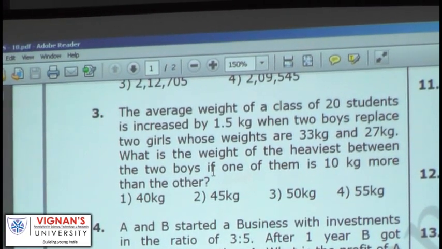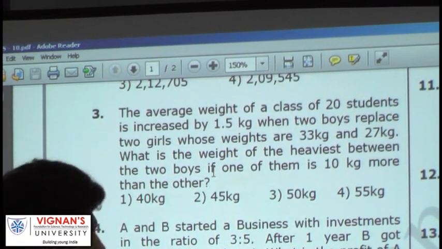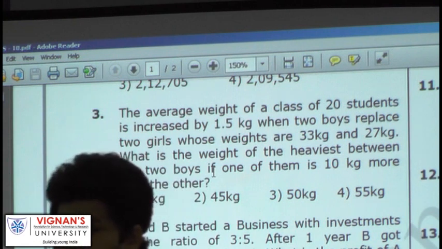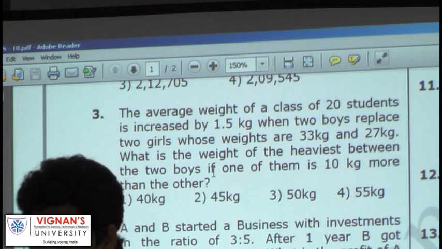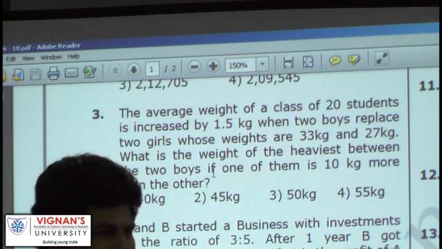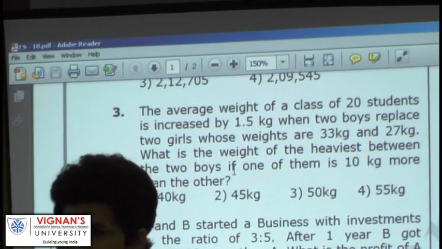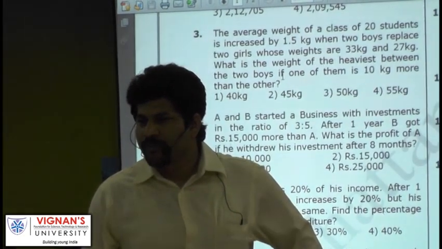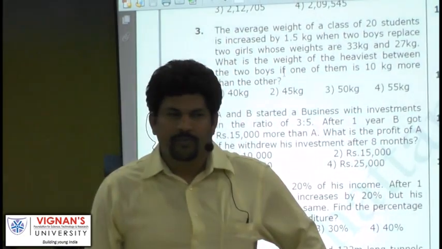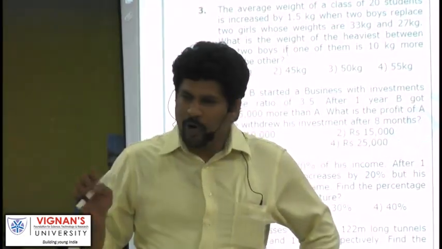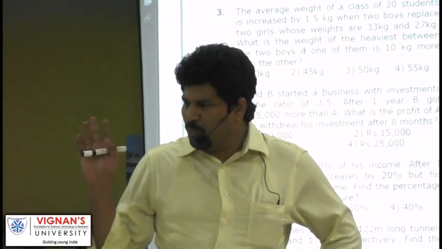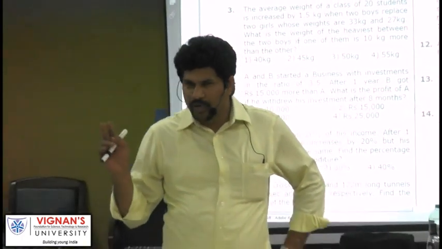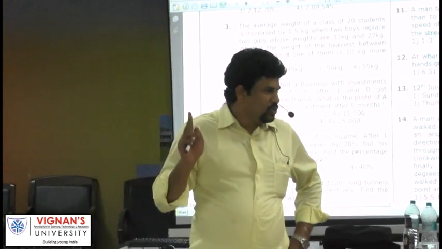Now when these 2 girls are replaced by 2 boys, the average weight increased by 1.5 kg. For how many students? For 20 students, each student got 1.5 kg. So total weight distributed over them is 20 into 1.5, that is 30 kgs. So it is very clear that the weight of 2 boys together is 30 kgs more than the weight of the 2 girls together.